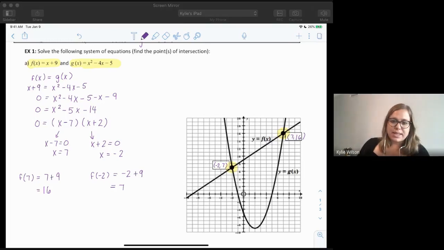So finally, my therefore statement would say, therefore, the POIs are at 7, 16, and negative 2, 7.